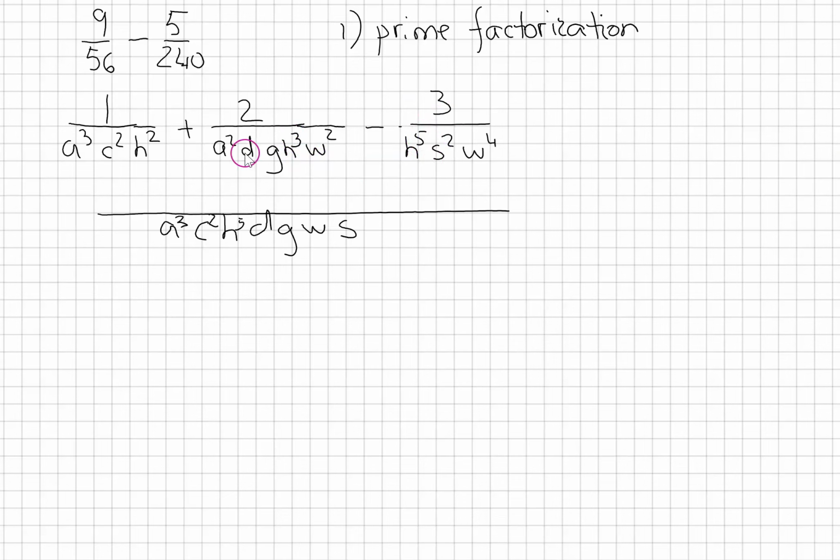How many drills? 1, right? I don't have to write anything. How many goggles? 1, because I only need 1 here. How many wrenches? 4, right? How many screwdrivers? I need only 2 here, so 2. That's the lowest common denominator that I have. And how do you find what you need to multiply this by in order to make fractions that have the same denominator, this denominator?